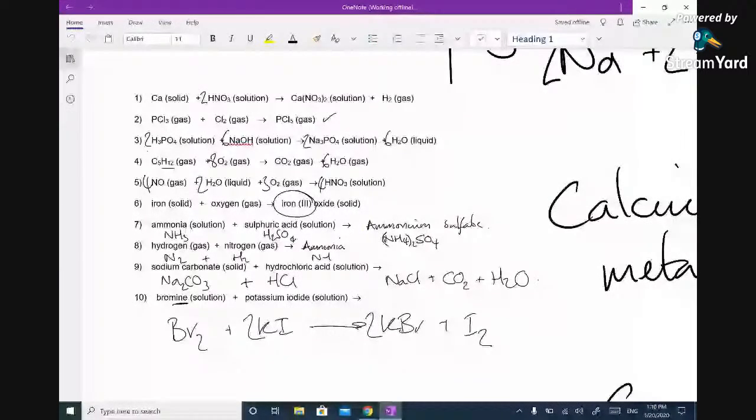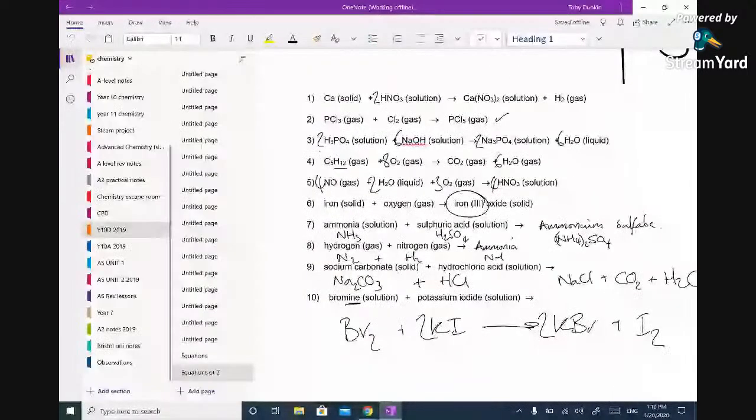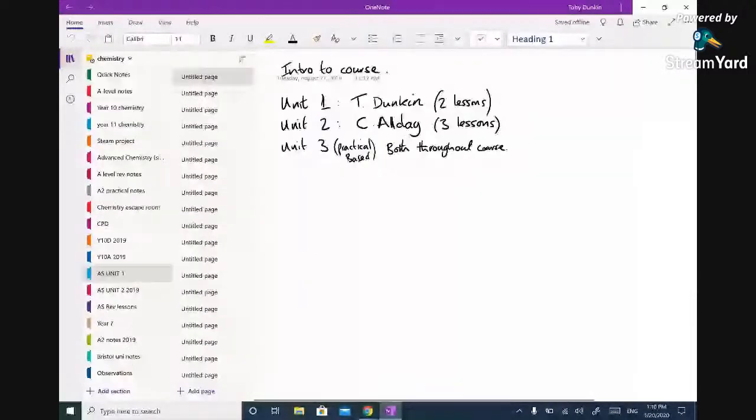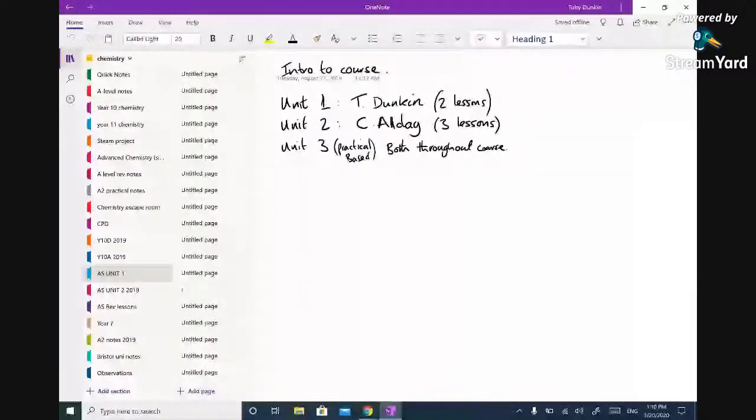So this is AS Unit 1. Let's go right to the bottom. This was our previous lesson. Let's add in extra notes. So today we're focusing on alkanes as a family, as a homologous series.